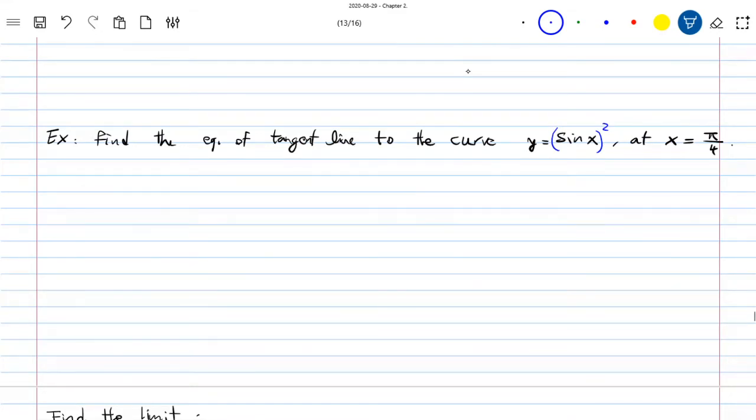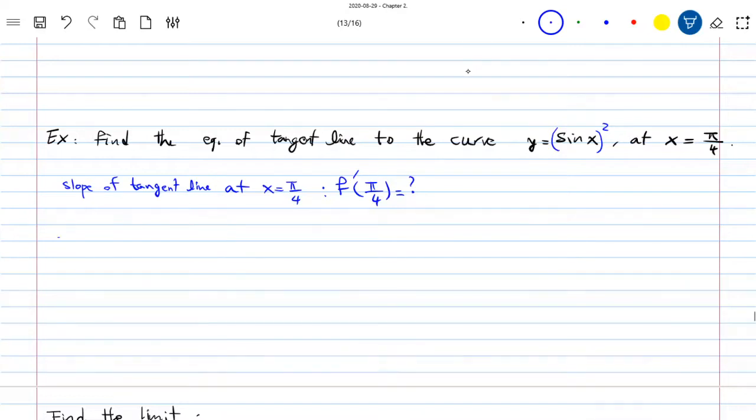Okay, so how do we find the equation of the tangent line? First, you need to find out the slope. So what is the slope? Let me write this. Slope of tangent line at what point you want it, at x equal to pi over 4. What does that mean? If you want to find the slope of tangent line at pi over 4, that means find the derivative, replace pi over 4 in it. That would be the slope.